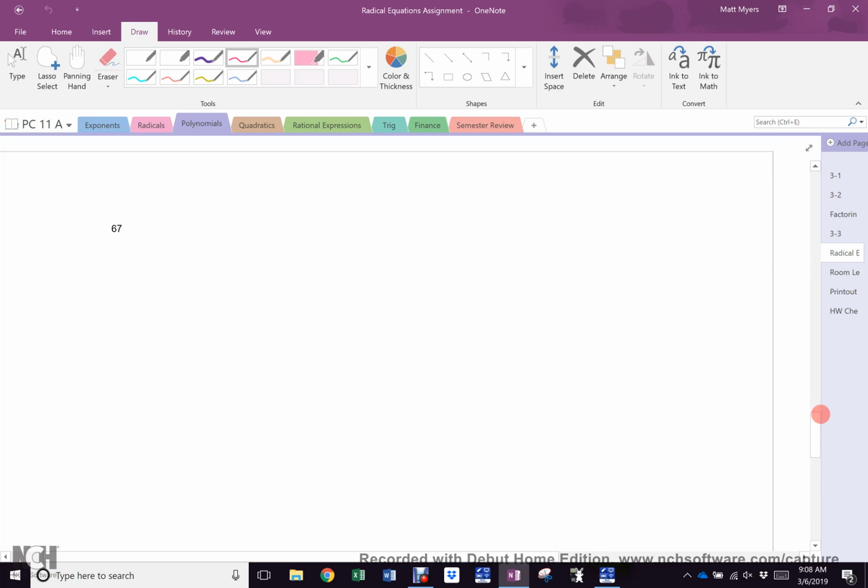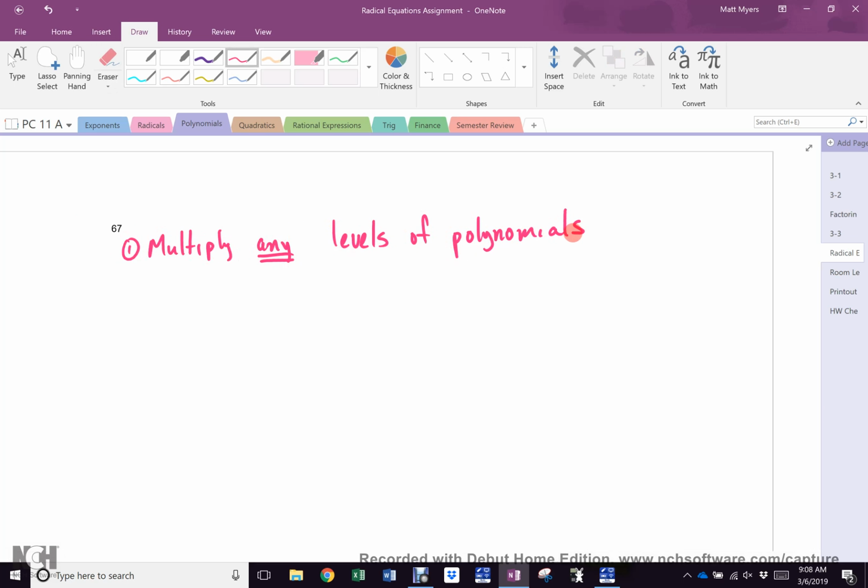It doesn't matter. On your test tomorrow, you will be expected to be able to multiply any levels of polynomials. Why? Because it's all the exact same thing. No matter how big I make the polynomials, it's always the same thing.